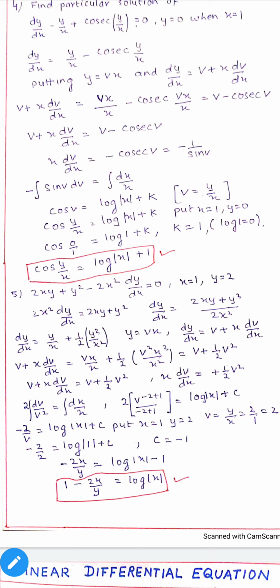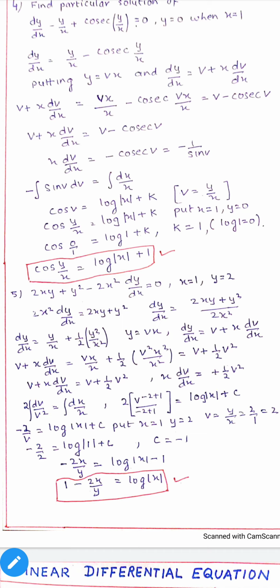Put y is equal to vx. Dy by dx is equal to v plus x dv by dx. v plus x dv by dx is equal to vx upon x plus half v square x square upon x square. We are left with v plus half v square. Put v plus x dv by dx is equal to v plus half v square. v and v get cancelled out. x dv by dx is equal to half v square.